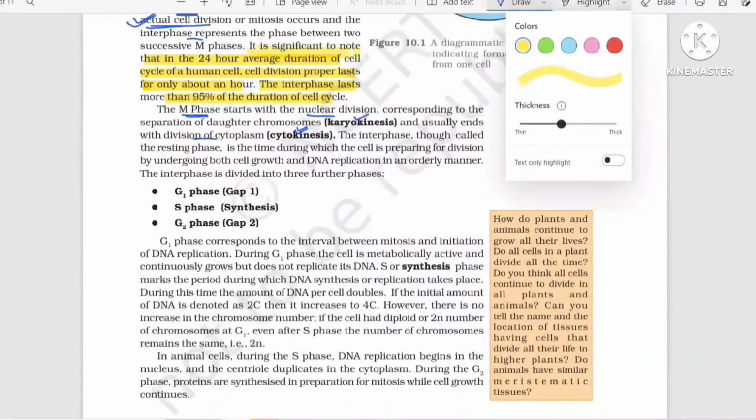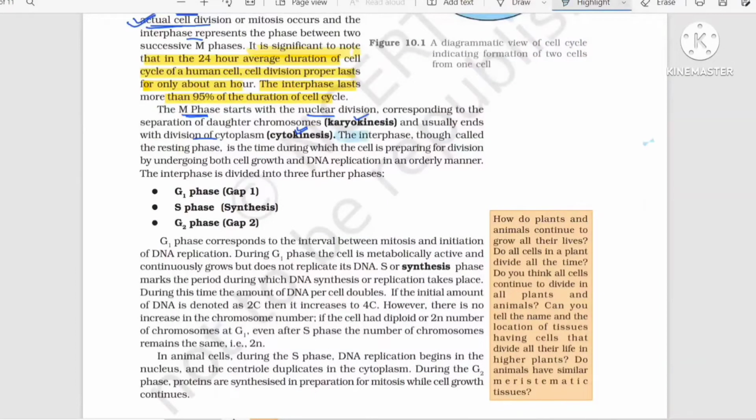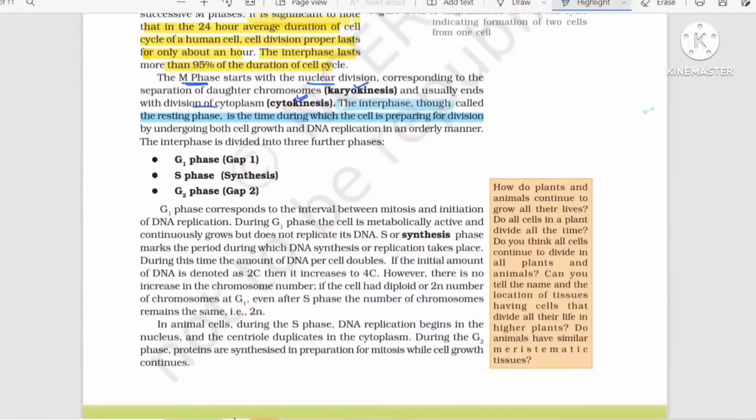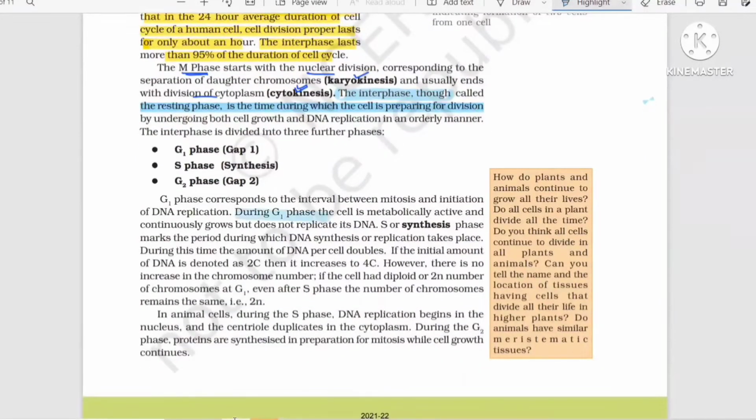I told you when I was explaining on the board, the interphase is called the resting phase, but it is a time when the cell is preparing itself. So it's a metabolically more active phase. Now, during the G1 phase, the cell is metabolically active and continues to grow, but it does not replicate its DNA. S phase is the period during which DNA synthesis or replication takes place.